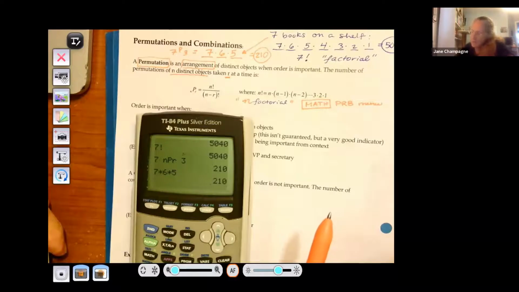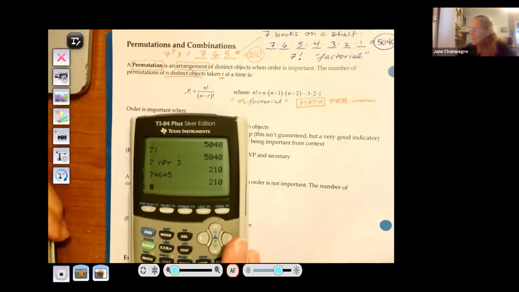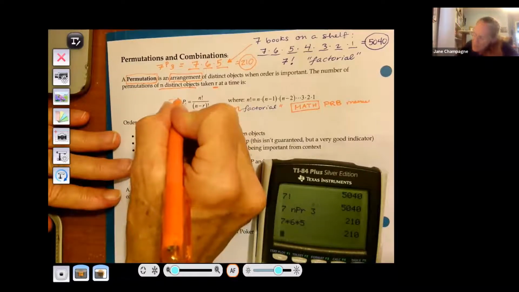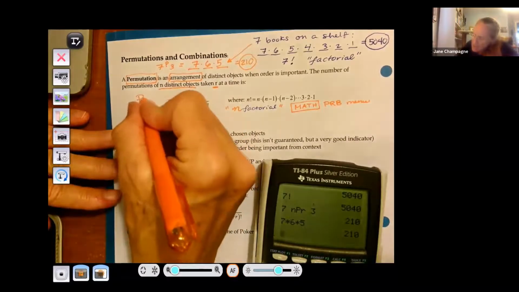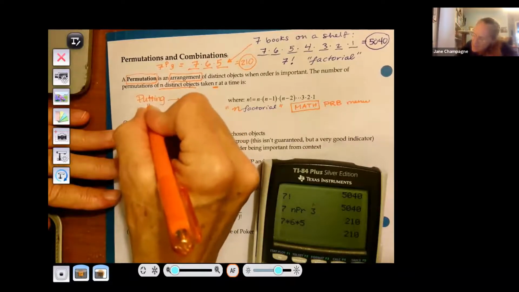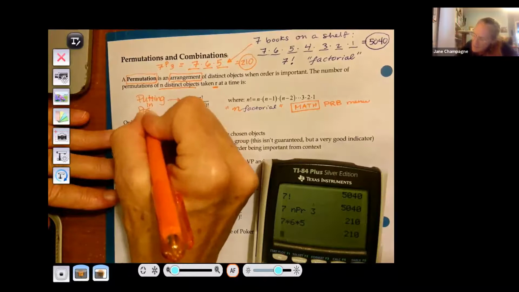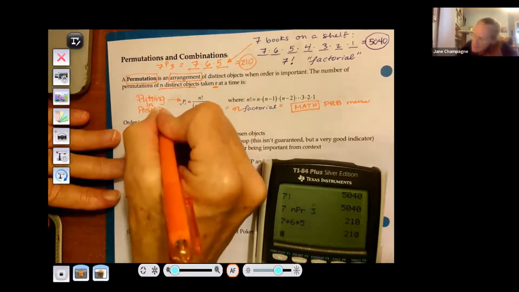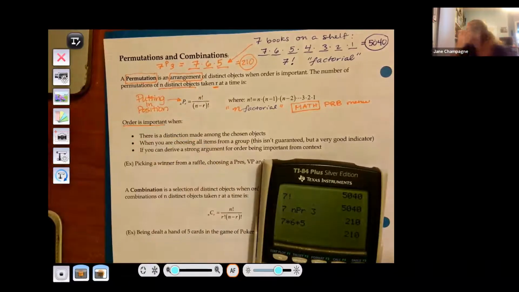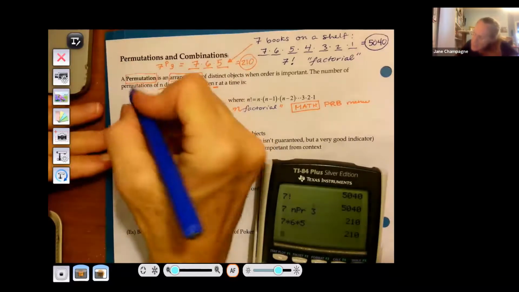Okay, so a big thing here with NPR is the idea of position. Okay, you can think of that P as standing for putting in position. All right, they do indicate that this is when order is important. Okay, so putting into position, there's your P.